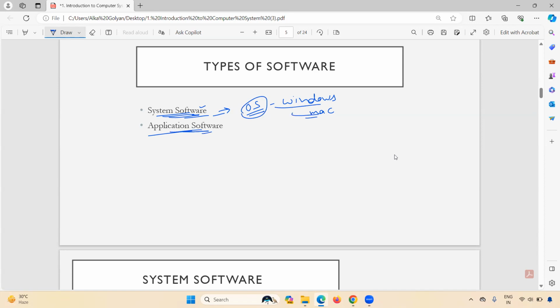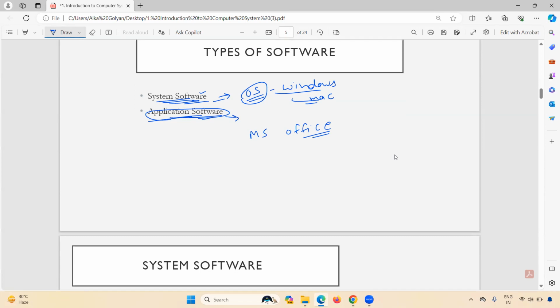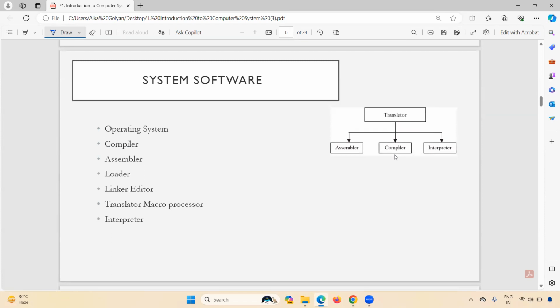And if you're talking about application software, these are designed for user-specific needs, according to what users need. Or we can say these are for general purpose, like MS Office, the best example of application software. In MS Office, Word, Excel, and PowerPoint are all examples of application software.